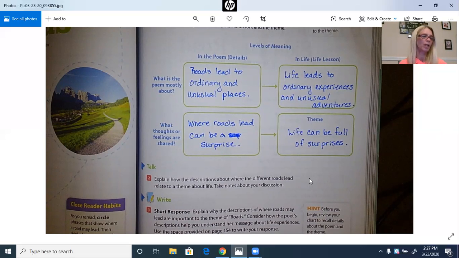Tomorrow, we're going to be going over page 152, The House by the Side of the Road, and we're going to be doing page 153 and 155 in our iReady workbook.